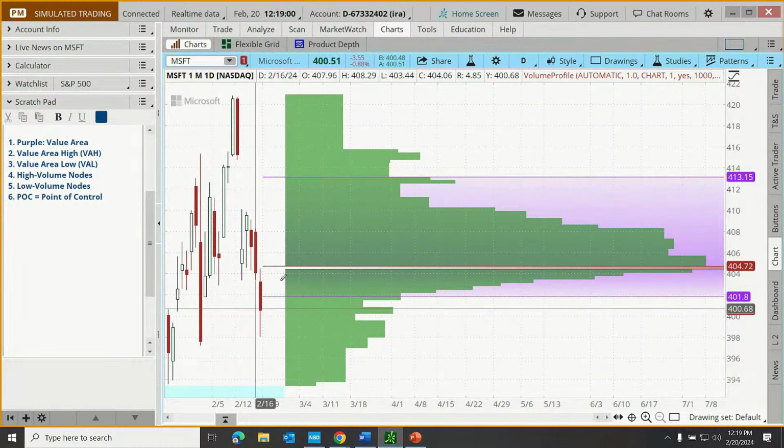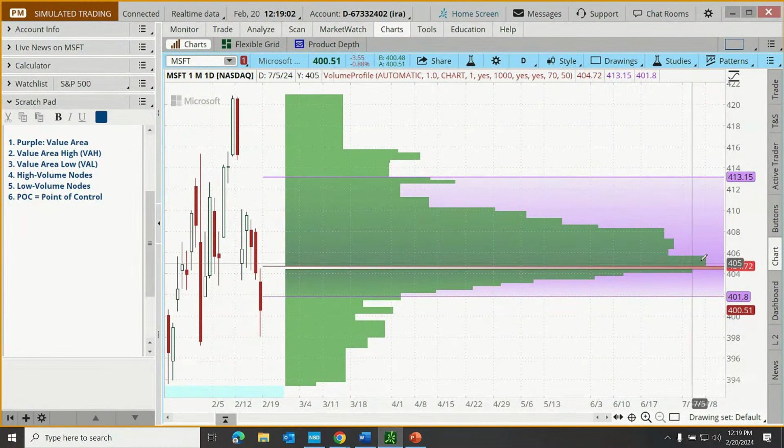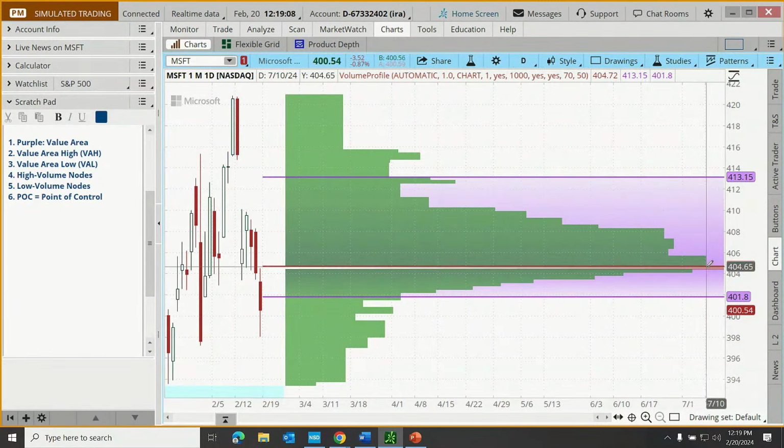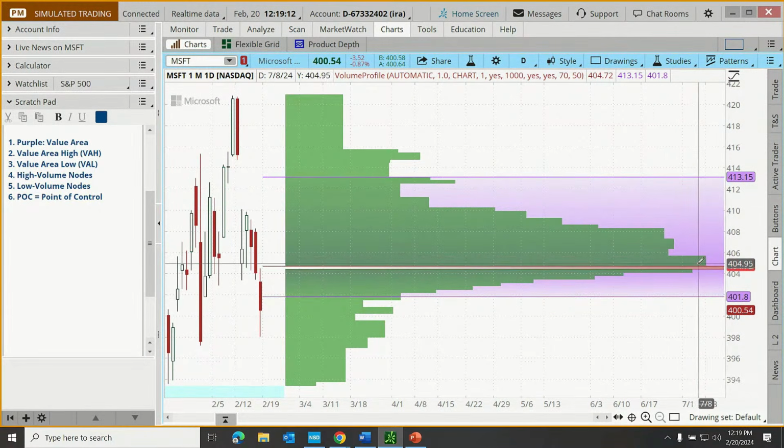Okay, but I did want to point out here, just talking about the node, we can see here is our new point of control. That's this area right here. And it's coincident with the highest volume node right there. Now, pardon me.